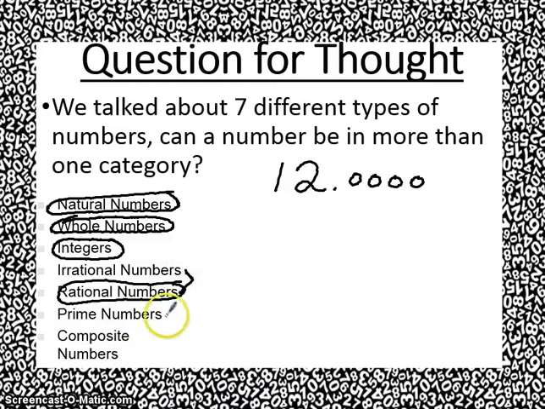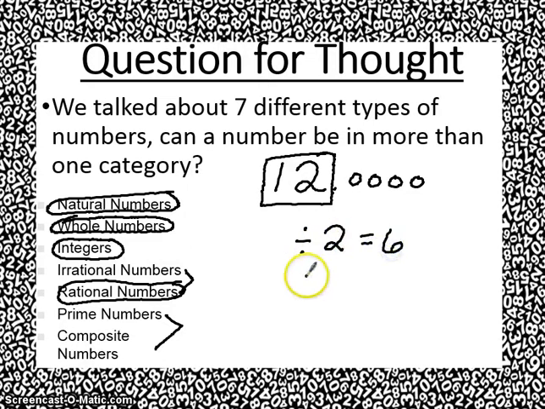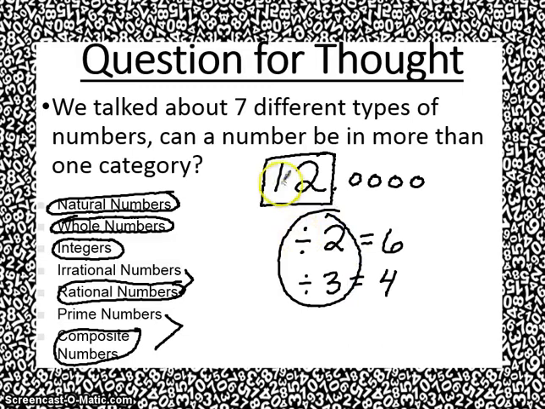Now, is it prime or composite? Remember, it can only be one of these two. Can 12 divide by something other than 1 and itself? Yeah, it could divide by 2, which would give us 6. It could divide by 3, which would give us 4. So we have proven it's a composite number. It can divide by numbers other than 1 and itself. So 12 actually fits within 5 of the 7 categories. 12 is a natural number, a whole number, an integer, a rational number, and a composite number.